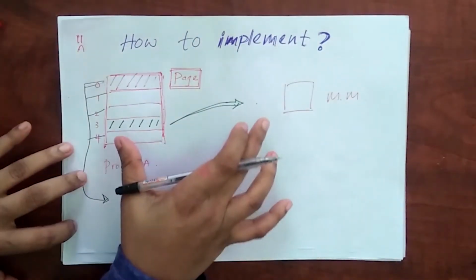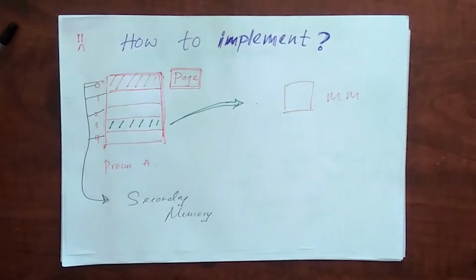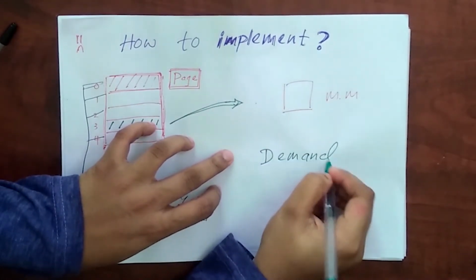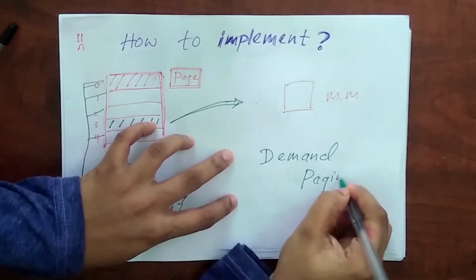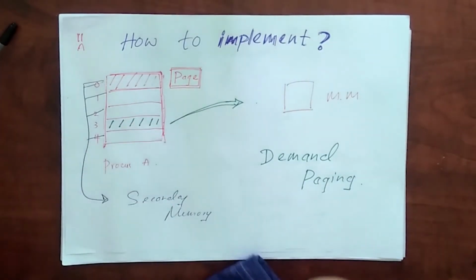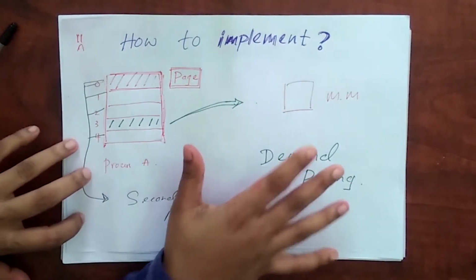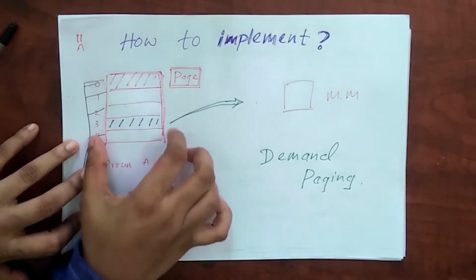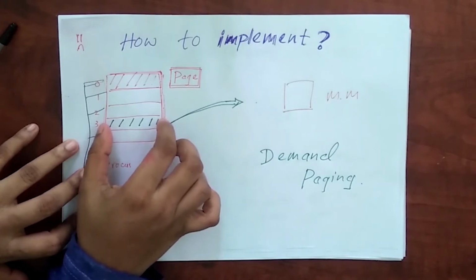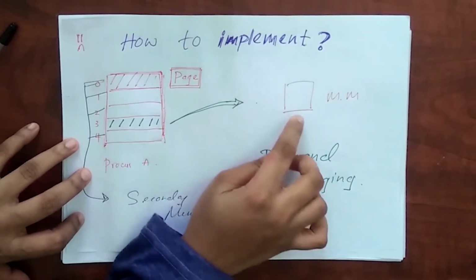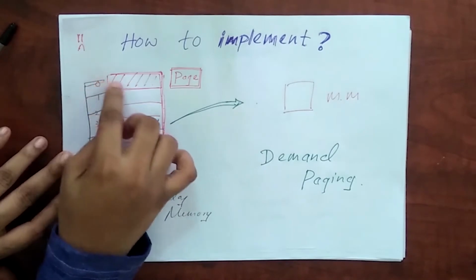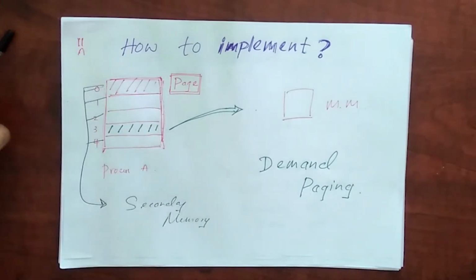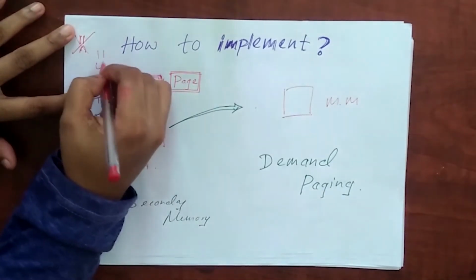right? This kind of situation is also called demand paging. Demand paging. I'll tell you again what happens. We divide a process into equal size portions, and only the particular portion which is required by the CPU will be loaded to the main memory while the others remain in the secondary memory, and this is called demand paging. So now we have the answer for this as well.